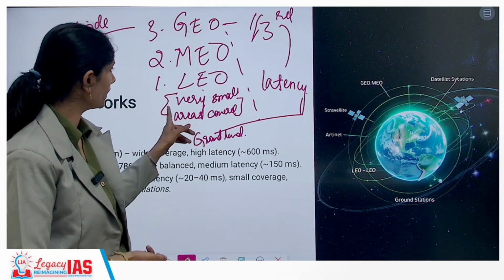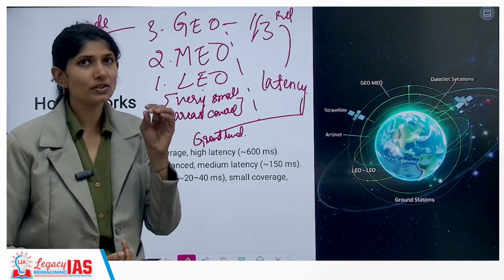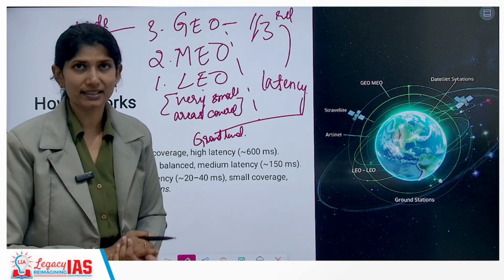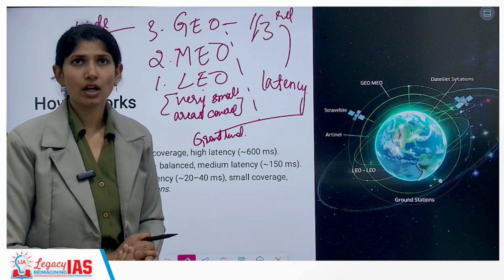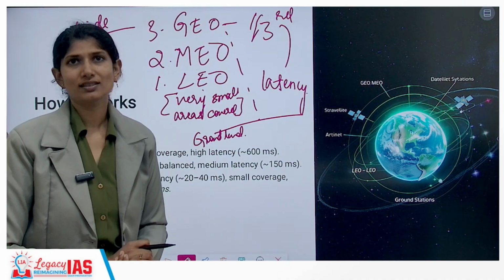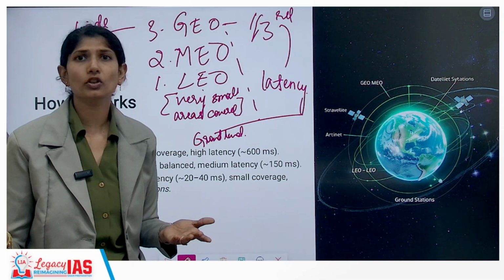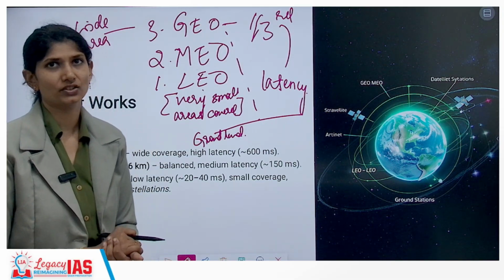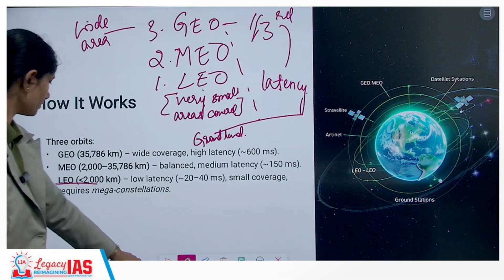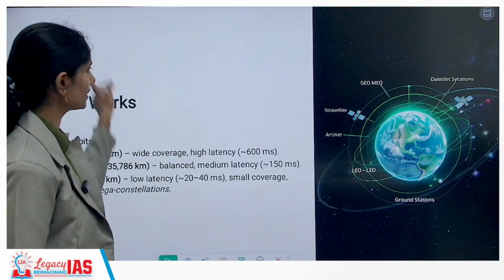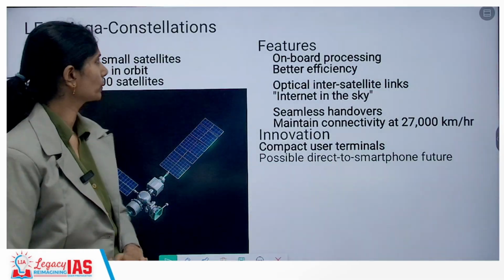But one issue with LEO is, because it covers a smaller area, it needs a large number of satellites. Starlink as of now has 7,000 satellites and it has plans to increase it to around 42,000 satellites. Understanding? So this is with regard to how the satellites are positioned and how it works.